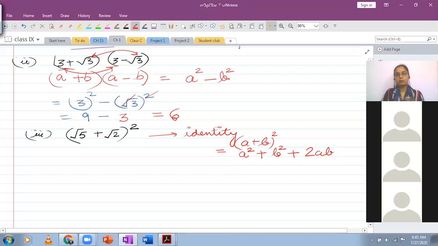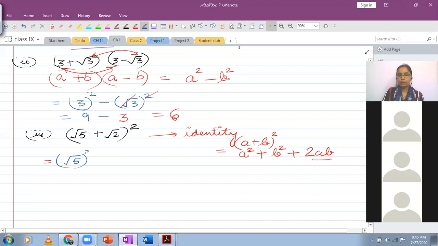You can go with a square, b square, 2ab. Just to focus on what I have to write down. I want to write down the square of the first term plus square of the second term plus 2 times, that is, double the product of the two terms. So that's what I'm going to use here. I just say this in my mind.